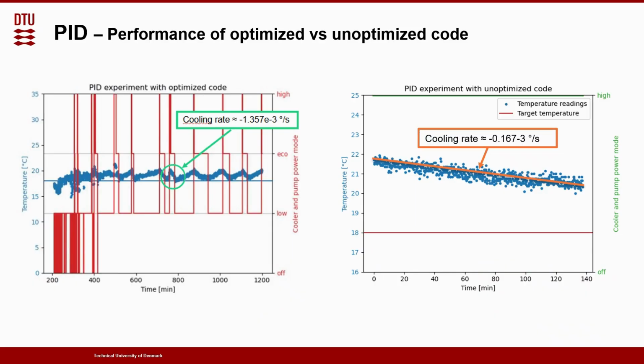A problem we encountered is that the pump overheats quickly when running at maximum power, as you can see in the plot on the right. For this reason, we created a code with modulated power for the pump and the cooler, which you can see on the left. The optimized cooling system improves the cooling rate by approximately 8-fold.